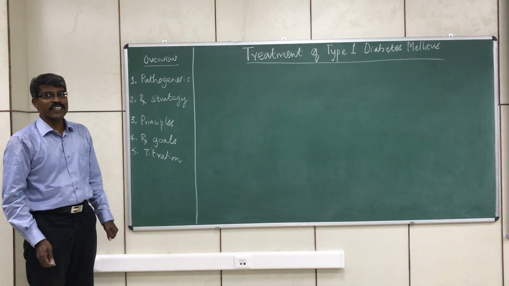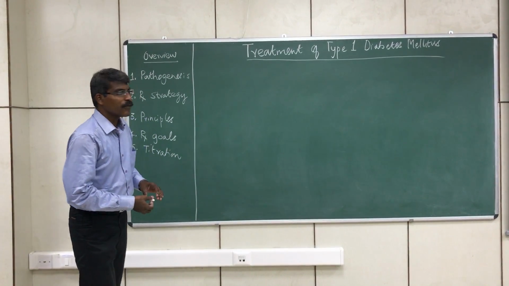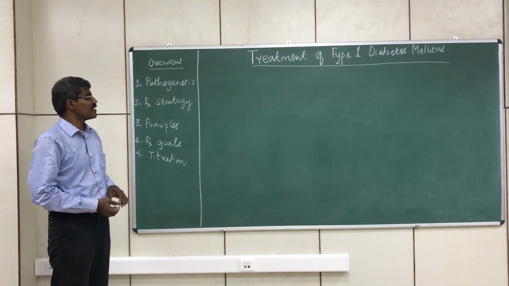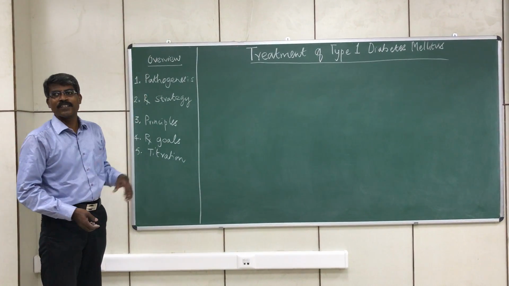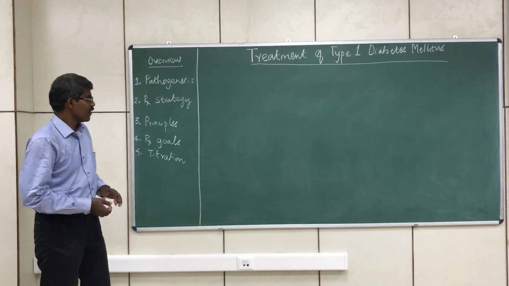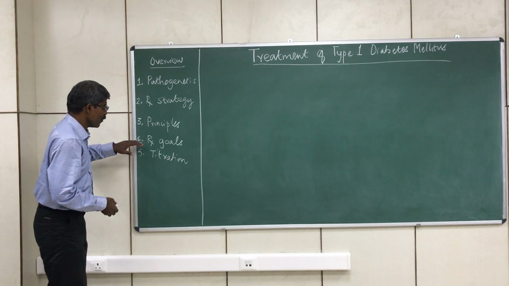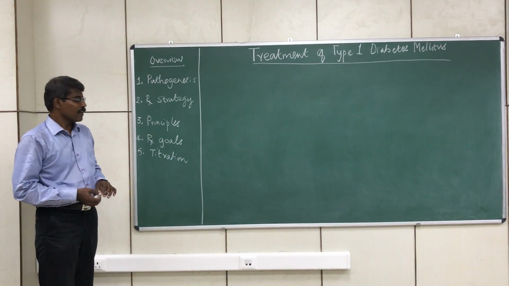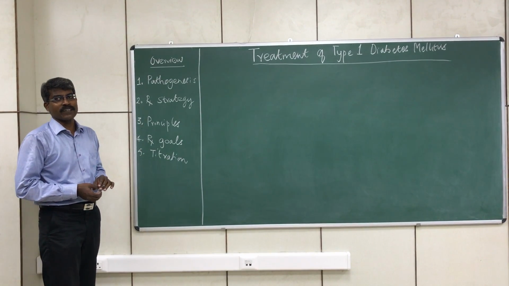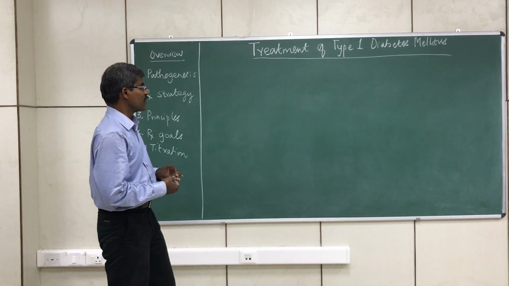This session will see about treatment of type 1 diabetes mellitus. To give an overview of what we are going to see in this session, we'll see what is the pathogenesis of this disease, what are the treatment strategies, what are the principles behind initiating insulin therapy, what are the treatment goals to be achieved, and finally how to titrate treatment. Now let's go one by one. Let's see what is the pathogenesis of this disease.